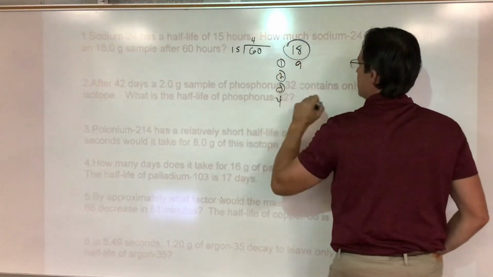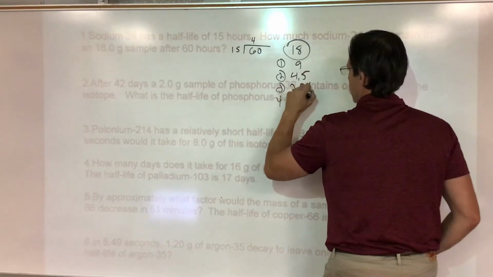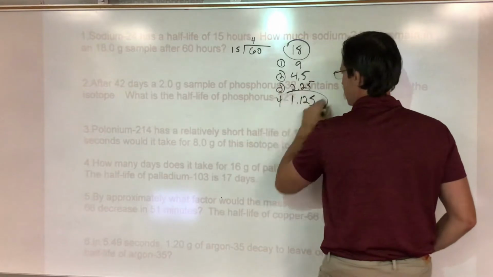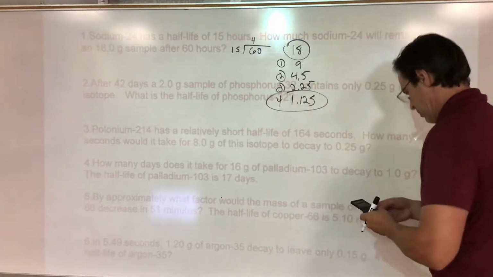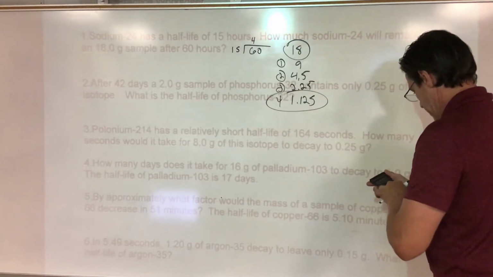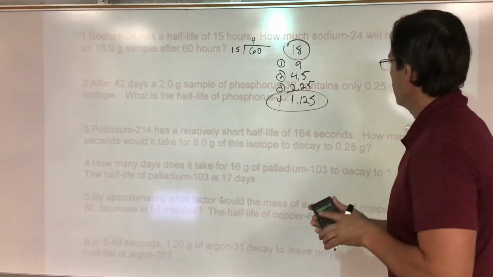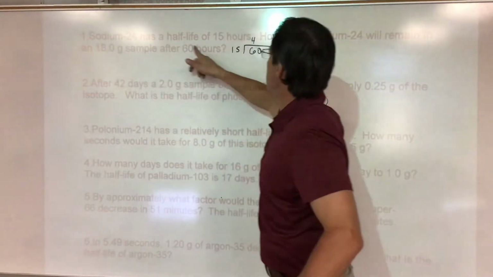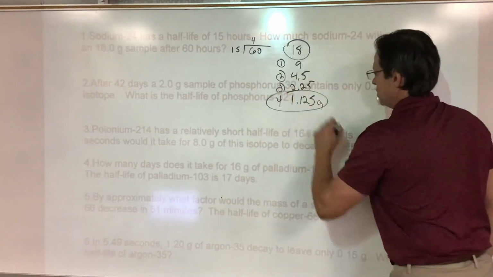Half of 18 is 9. Half of 9 is 4.5. Half of 4.5 is 2.25. Half of 2.25 is 1.125, I believe. If my math's right, 18, 9, 4.5 divided by 2, 2.25 divided by 2, 1.125. So it asked how much sodium will remain of 18 grams after 60 hours. Here's the half-life, it went through 4, so 1.125 grams.